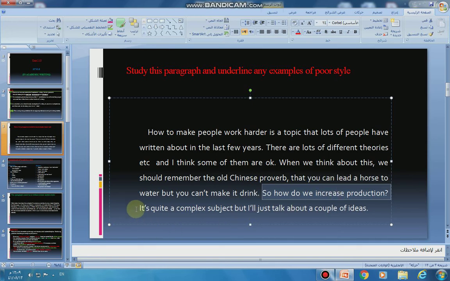It's quite a complex subject. Also, if you remember, in some earlier lectures, when we talked about features of academic writing, we said that you have to avoid contracted forms such as it's here. It's not recommendable. And again, another contracted form: I'll just talk about a couple of ideas.